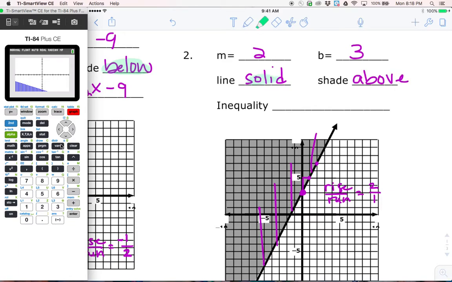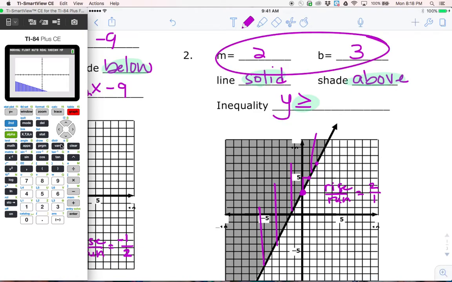Let's go ahead and write our inequality, right? It's a solid line that has shaded above. So my inequality, because it's solid, needs the or equal to symbol. And we've shaded above, which means it's going to be a greater than sign. So instead of saying y equals, we have y is greater than or equal to, and then we use the slope and the y-intercept to write our equation.